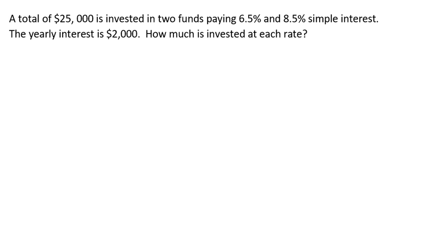So here we have a total of $25,000 invested into two funds paying 6.5% and 8.5% simple interest. Now the yearly interest is $2,000. So how much is invested at each rate?